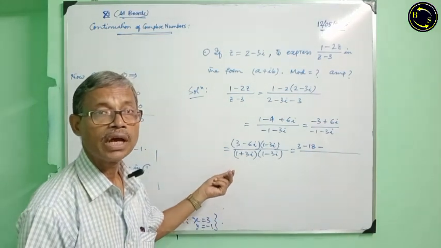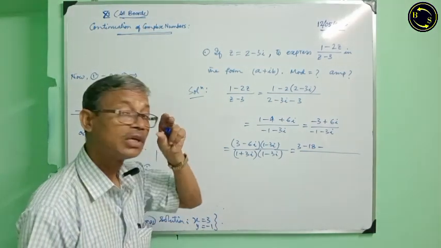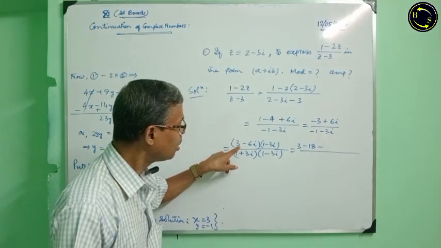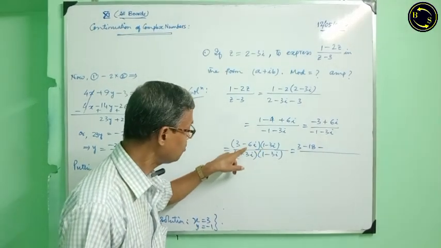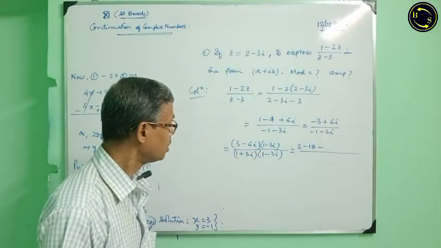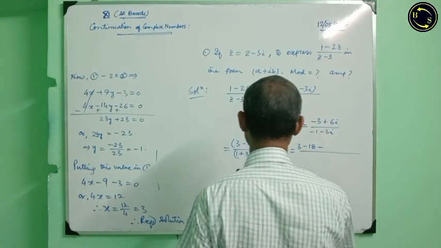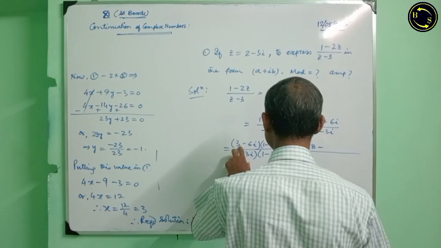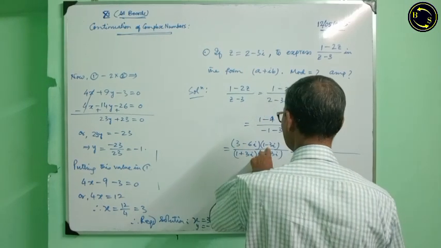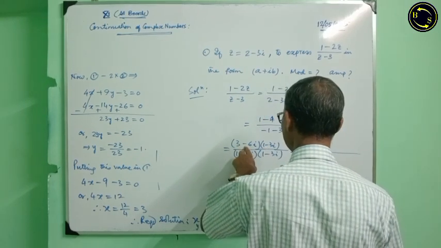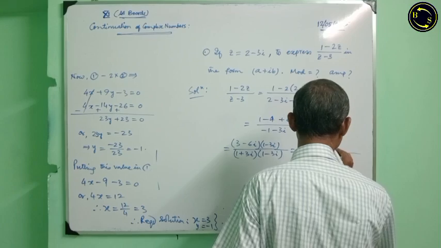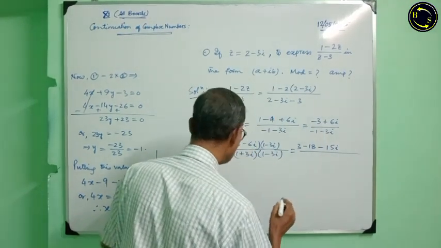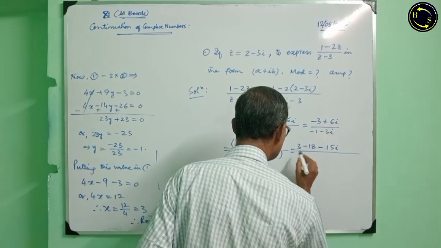Follow the trick I am using. First I multiply real into real and imaginary into imaginary. Then real into imaginary like this. 3 into minus 3i, minus 9i, minus 6i. That means finally 15i.